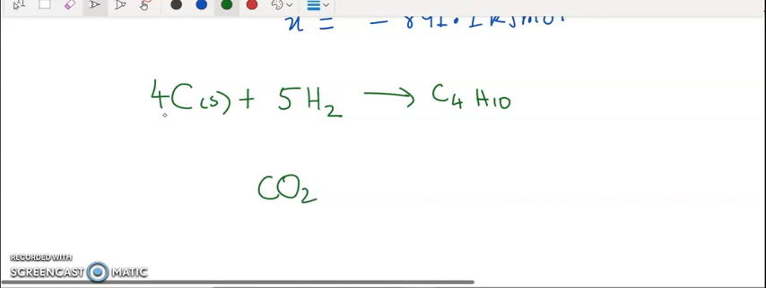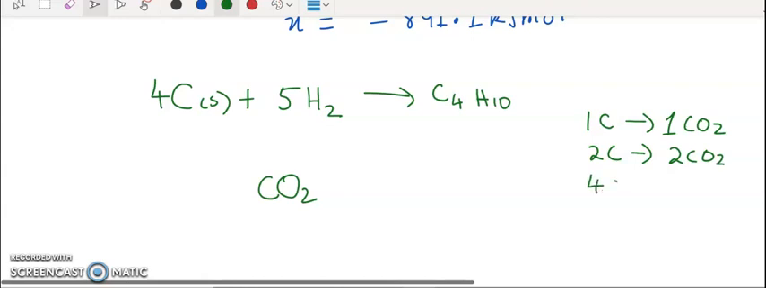And because one carbon forms one carbon dioxide, if two carbons are burnt, then they give two carbon dioxides. Therefore, if four carbons get burnt, we're going to get four carbon dioxides. So here we're going to get four.